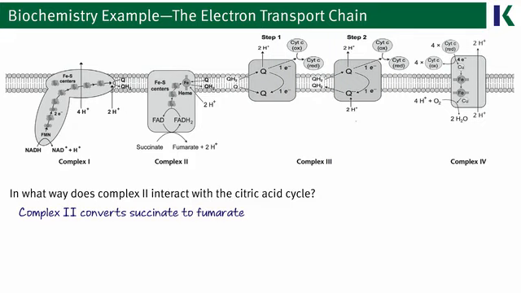Fact 1, FADH2 is produced by succinate dehydrogenase in the citric acid cycle. Fact 2, succinate dehydrogenase is part of complex 2 in the electron transport chain. So actually, these two processes are linked together because both the citric acid cycle and the electron transport chain share that one enzyme, succinate dehydrogenase.